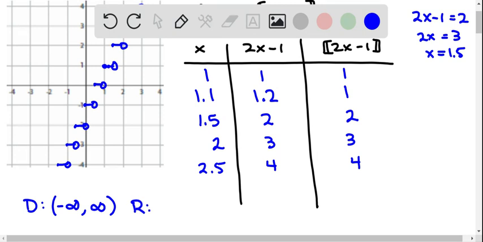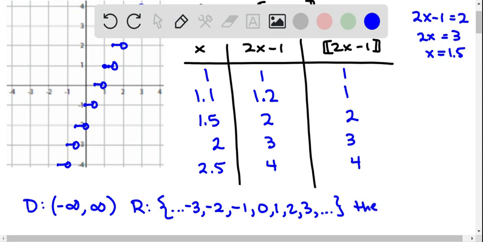Now for the range, what we notice is that the only outputs we get are integer values: -3, -2, -1, 0, 1, 2, 3, etc. So the range is the set of integers, and we usually just list it like this. Sometimes we might describe it as just the set of integers. So that's the range.